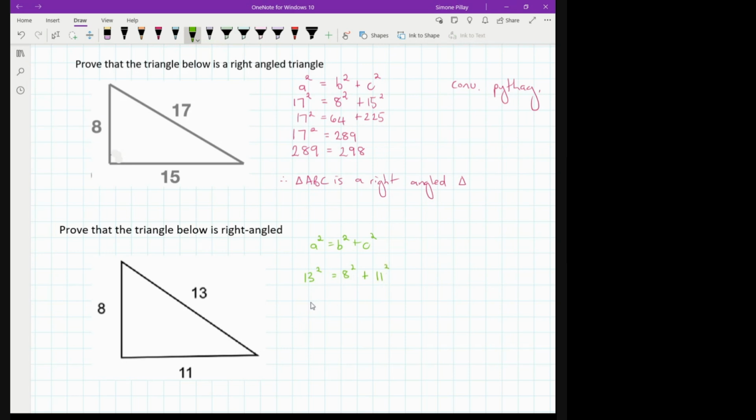13 squared is 169, equals 64 plus 121. And so 169 equals 185. So therefore, triangle ABC is not a right angle triangle. And my reason for this is Pythag. Are you done now? Yes.